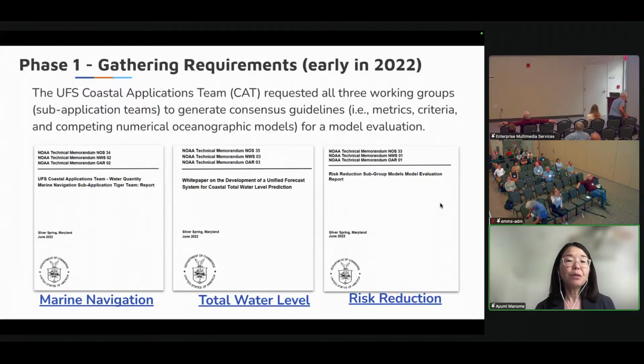In the phase 1 effort, the team requested all 3 sub-application teams to generate consensus guidelines for further model evaluation. That includes metrics, criteria, and competing numerical oceanographic models. The consensus guidelines have been documented into 3 NOAA tech reports for all of the sub-application teams. So if you're interested, check them out.